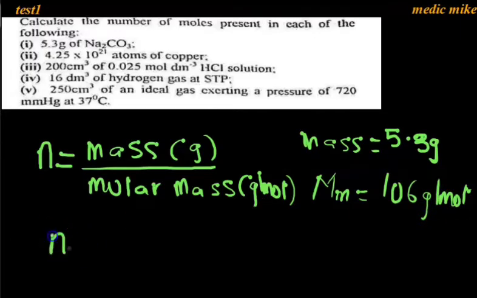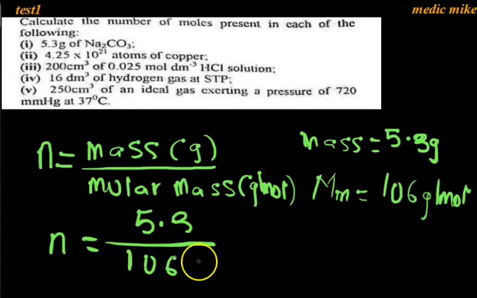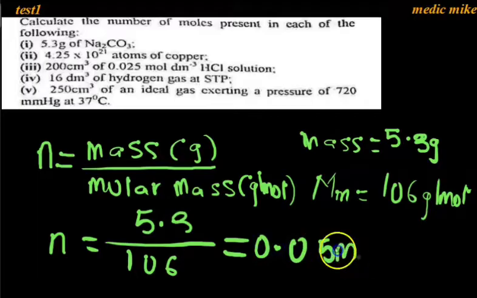Now our mole here becomes simple division, which is 5.3 divided by 106, which will give us 0.05 mole. Now just punch that in your calculator and it's very easy to get.